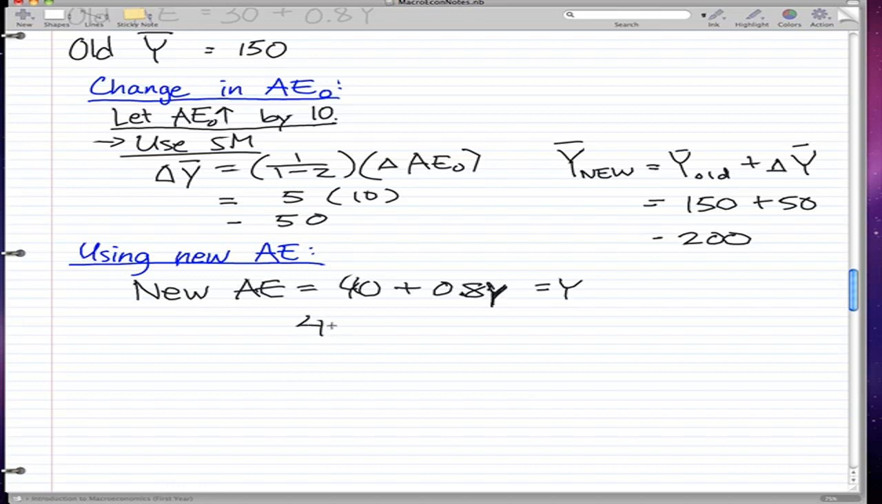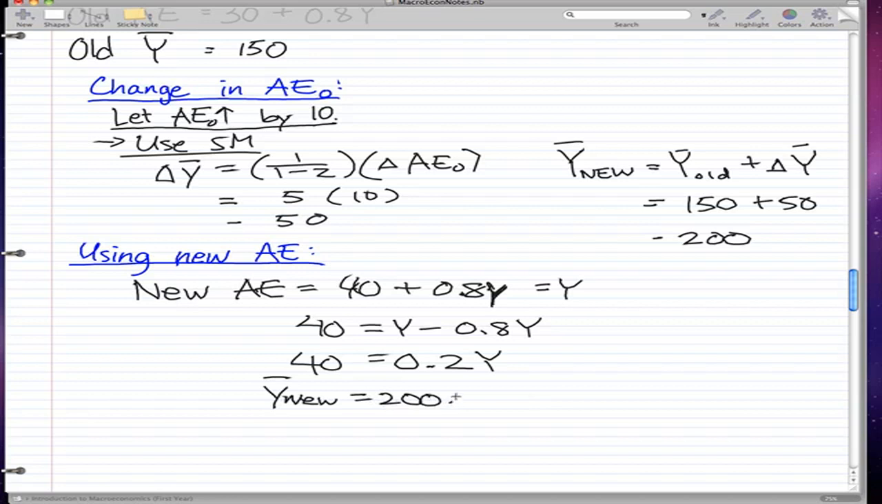And continuing on, we do the same old thing. 40 equals Y, bring over the 0.8, so Y minus 0.8 Y, 40 equals 0.2 Y, and if we divide both sides by 0.2, we get Y new equal to 200. And that's simply how there are two ways to calculate changes in Y bar. And I will go through another concept that's related to this in the next video.